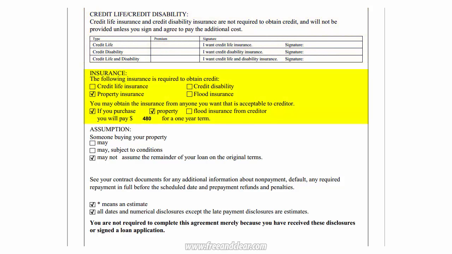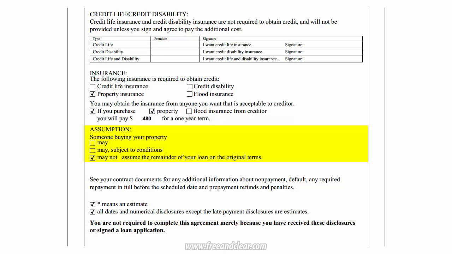The next section, titled Insurance, shows the insurance policies that you are required to purchase to obtain your mortgage. In most cases, you are only required to purchase property insurance, also known as homeowners insurance or hazard insurance. The borrower can choose the insurance company and policy as long as the policy meets the lender's requirements. In this case, we are buying a 1-year property insurance policy for $480.